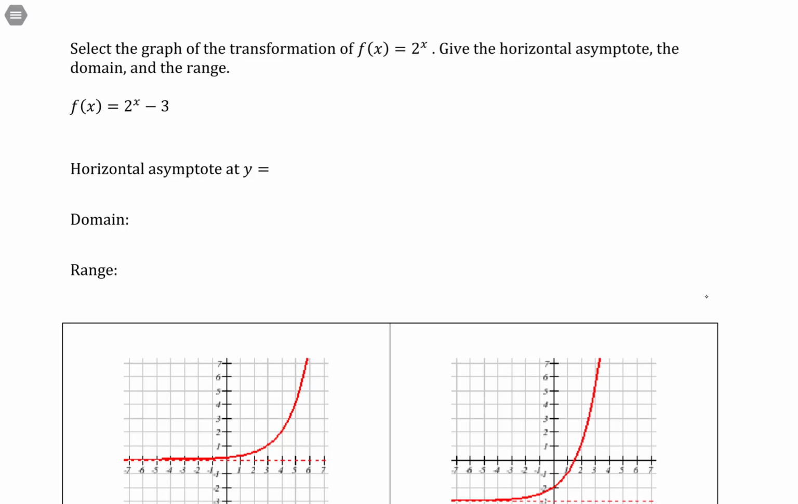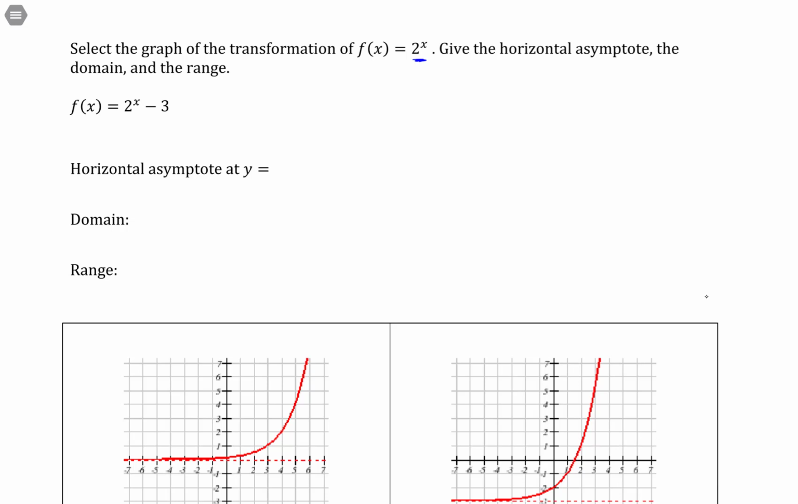Select the graph of the transformation of f of x equals 2 to the x power. Give the horizontal asymptote, the domain, and the range. So we're using an exponential function with base 2.